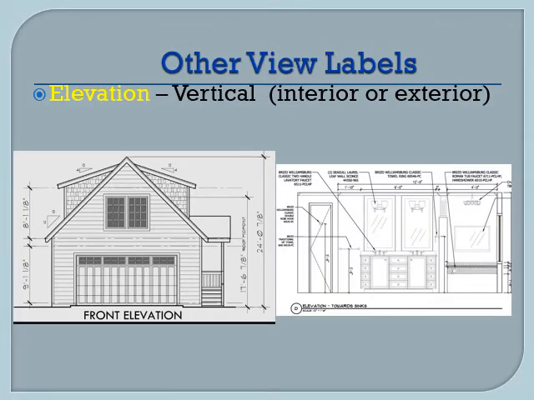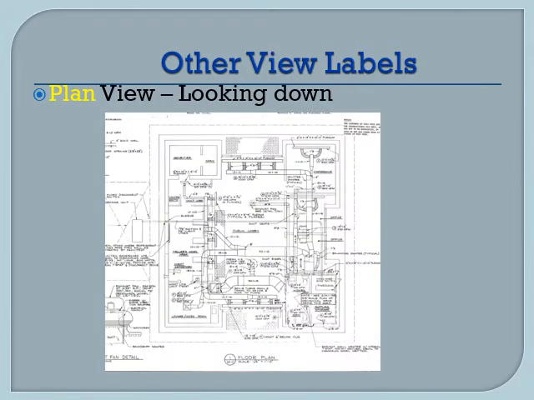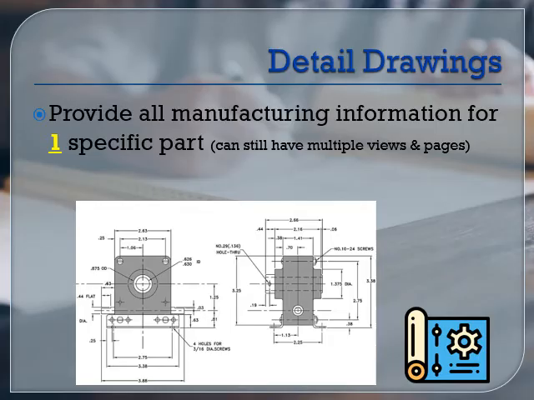Some other labels or view names that you might come across were elevations. So looking at it front on the side of something, so the outside of the building or the inside looking at the wall. And a plan view is just any of the plans that you're looking down from above. So a floor plan is the main one. A site plan is also one. A reflected ceiling plan, all of those. Those are all different types of plans.